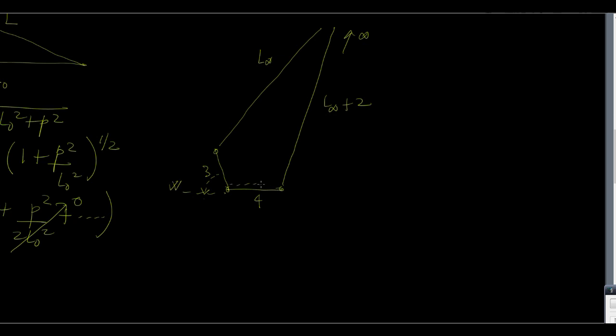How about this position? This position is not possible because this is 3, this is 4, so that will leave 1. You can't have L infinity, 1 and L infinity plus 2 in a triangle. Okay, so we know that it can't come all the way here. It can go like this. It has an extreme position. At that extreme position, which may be somewhere here perhaps, what is the angular position of this rod?